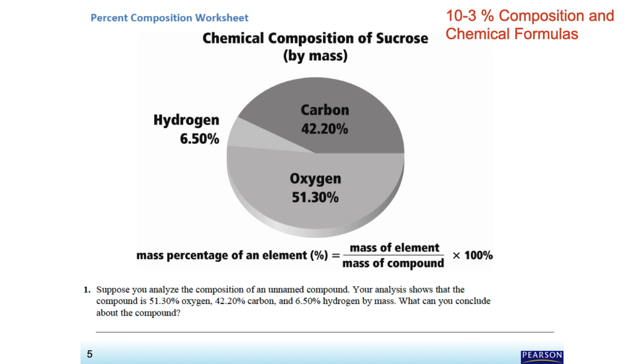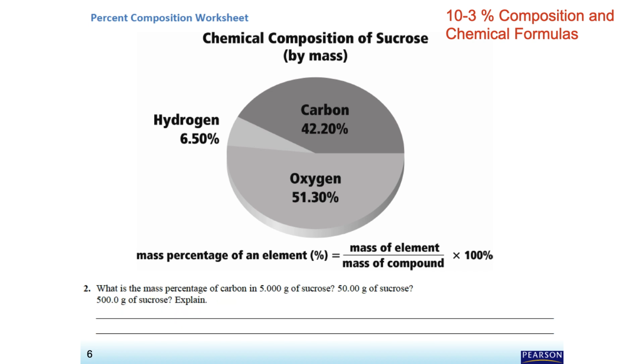So number 1 says, suppose you analyze the composition of an unnamed compound and it shows that you have 51.30% oxygen, 42.2% carbon, and 6.5% hydrogen by mass. What can you conclude about the problem or about the compound? It must be sucrose because it has the exact same setup and the exact same percentages.